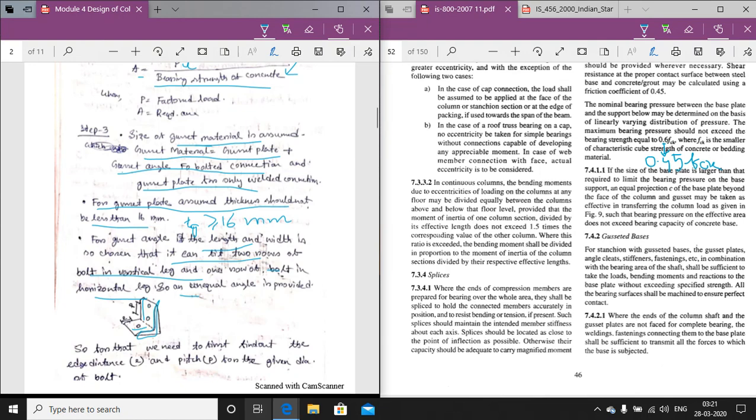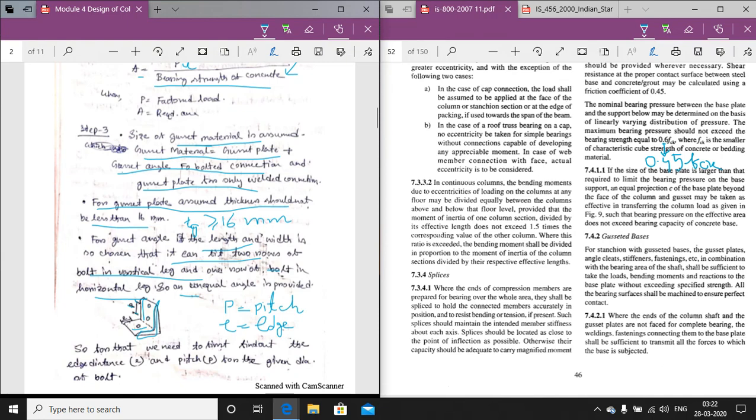Now the selection criteria is the pitch and edge distance. Consider there are 2 bolts in the gusset angle here and that 1 bolt is here. So this distance between the 2 bolts is called the pitch of the bolt. This is P. So here P is equal to pitch distance, E is equal to edge distance. So the selection criteria for the angle section, the gusset angle, will be based on the pitch and the edge of the bolt.